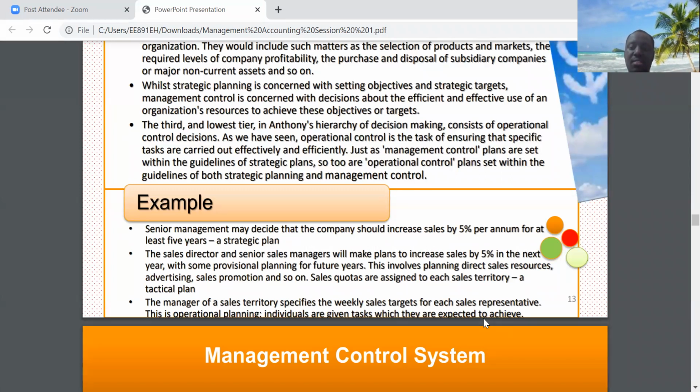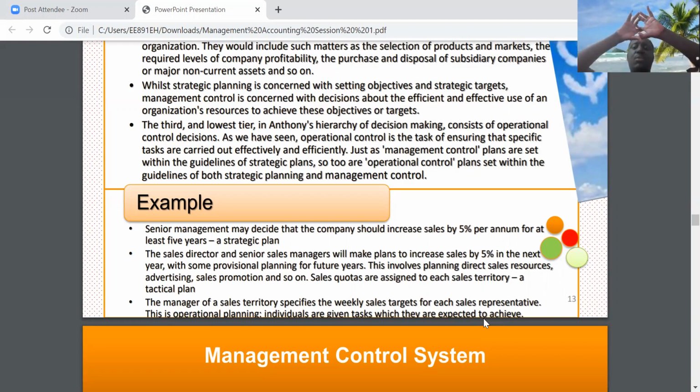So first off, let's go back to the strategic plan and give an example again. The senior management will decide to increase sales by 5% every year for 5 years. So you see, it's long-term, and it's done by senior management. Then the sales director, based on this strategic plan, will make plans to increase sales by 5% in the next year with some provisional planning. They'll do things like planning sales resources, advertising, sales promotion, and so on. And they'll begin to assign sales quotas to each sales territory. All these things are tactical plans.